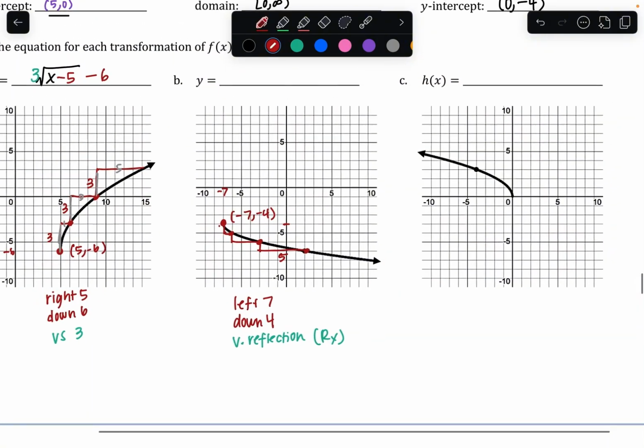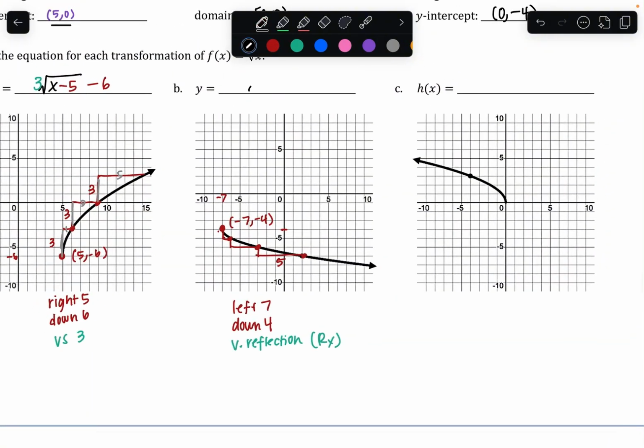compression, just that reflection. So to write my equation, I have a left 7, so plus 7 under the radical, a down 4, so minus 4 outside the radical. And then for that vertical reflection, your negative goes in front of the radical.